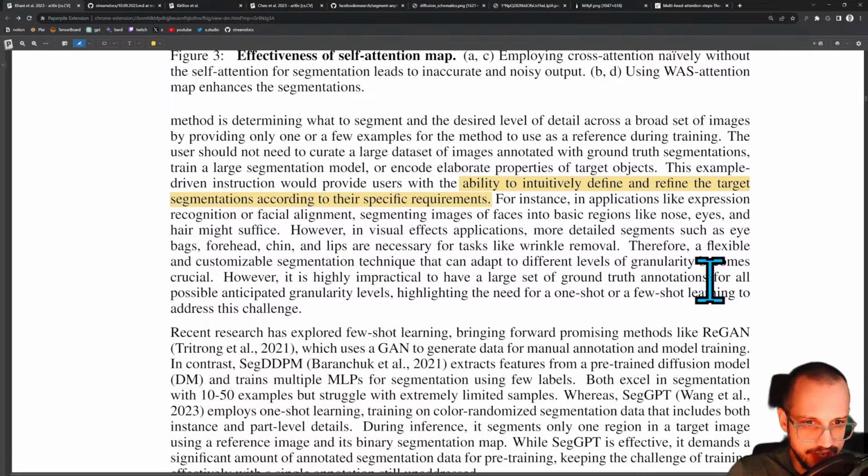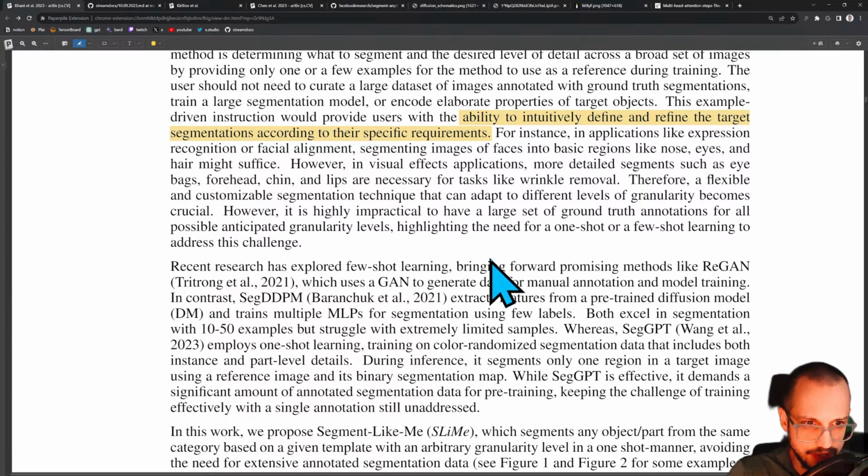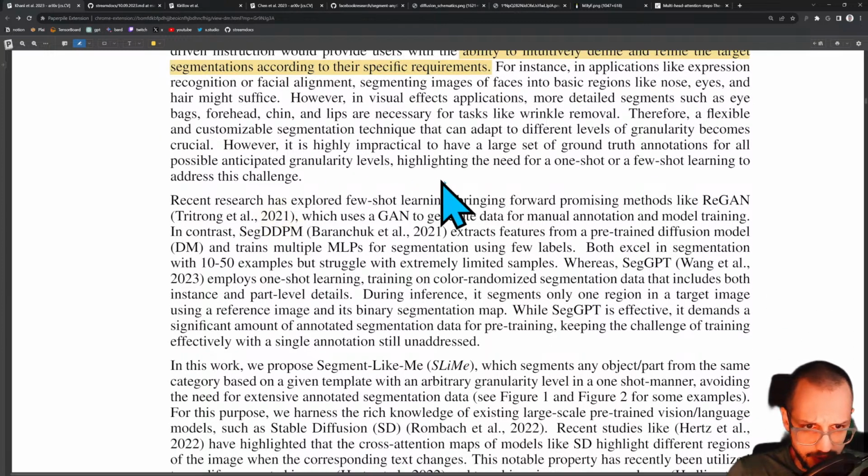Talking about visual effects, facial, segmenting faces, okay, a bunch of other stuff. Here they're going a little bit into previous work, so they're talking about GANs, generative adversarial networks. And these are quite old at this point. People keep trying to bring back generative adversarial networks, but I feel like right now diffusion models are still king.